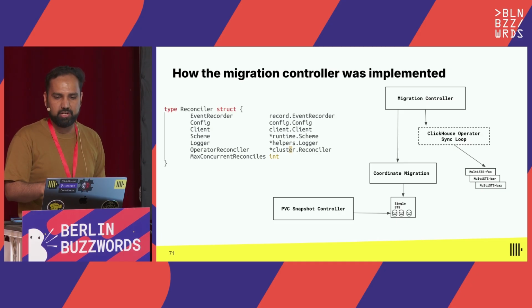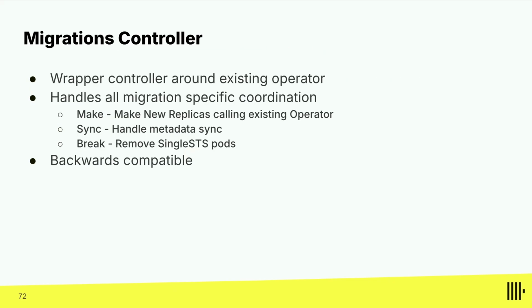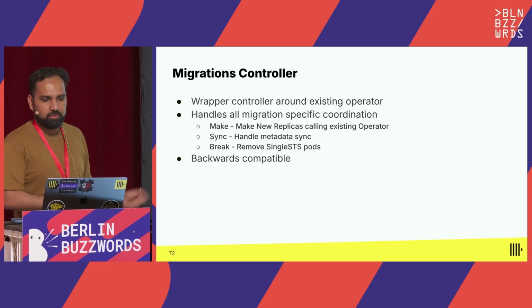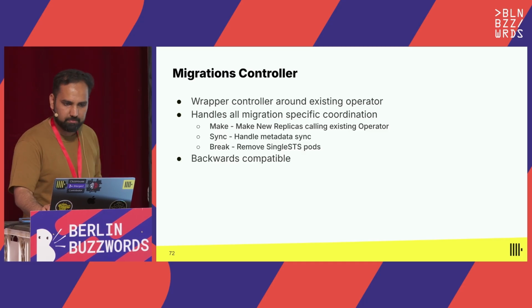And there's some coordination that is being done by the snapshot controller, which is kind of a nice safety blanket. Because we have PVCs, if something goes wrong during the migration, we want the ability to snapshot those PVCs, restore them, and then do some manual recovery operations, just as a data safety guarantee. But yeah, the wrapper controller does the make, does the sync, does the break, and then is backwards compatible.